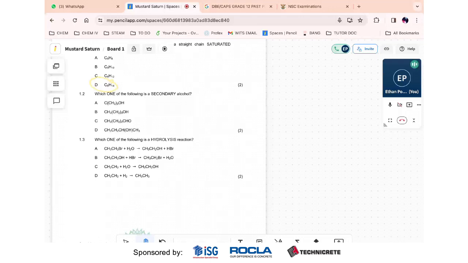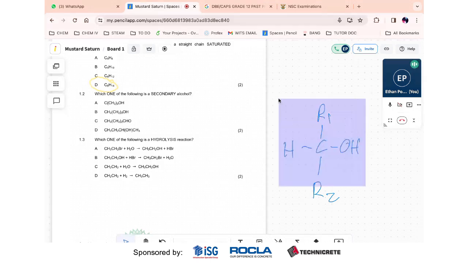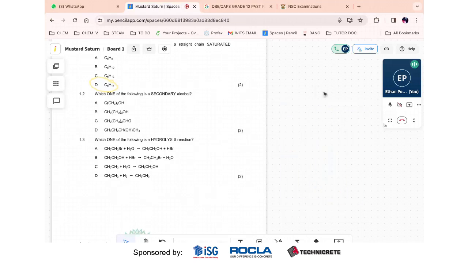Moving on to question 2, which one of the following is a secondary alcohol? So let's just remind ourselves what a secondary alcohol is. We first have our C-OH, this is our alcohol group, a single bond between carbon and the oxygen. And then secondary just means that we have two other carbon bonds, two different chains, and a hydrogen. So this is a secondary alcohol. With this in mind, let's try and see which one of the answers satisfies this criteria. You can draw each one out, but it's much quicker if you just try to visualize in your head what the molecule looks like.